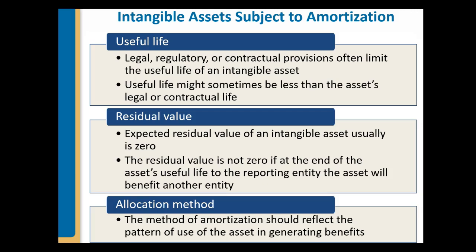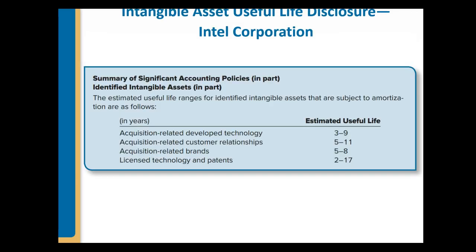The method of amortization should reflect the pattern of use of the asset in generating benefits. Most companies do use the straight line method. Intel Corporation reported several intangible assets in a recent balance sheet. A note shown in this slide disclosed the range of estimated useful lives.